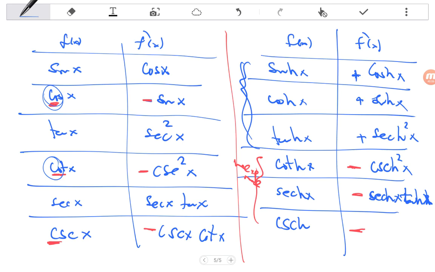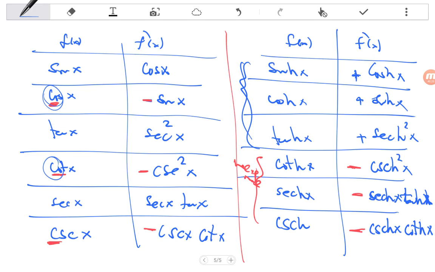What is the derivative of cosec? It is cosec cotang. Okay, so now we have written the table, all of the table of the elementary functions that we have studied. Now you may notice that there are some missing functions that we have studied before.